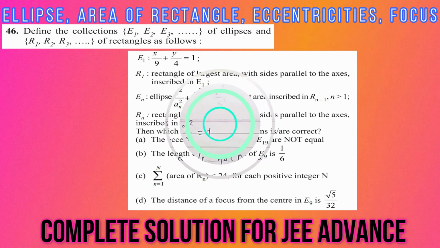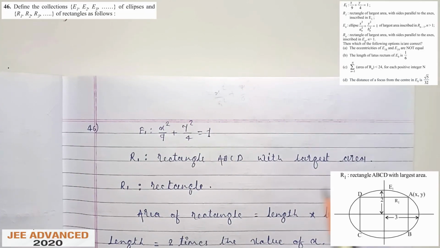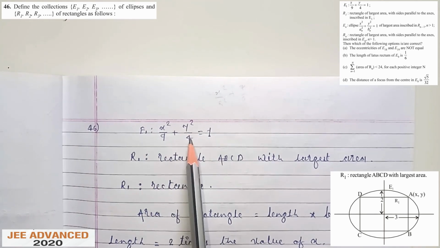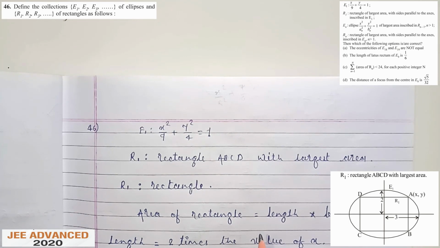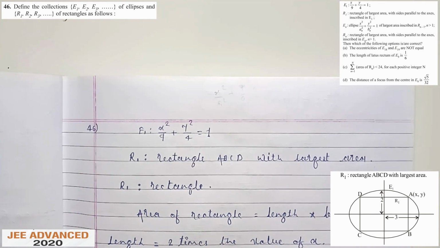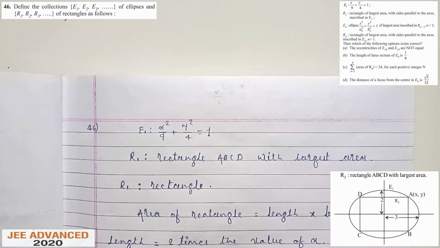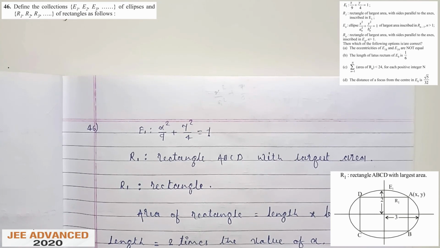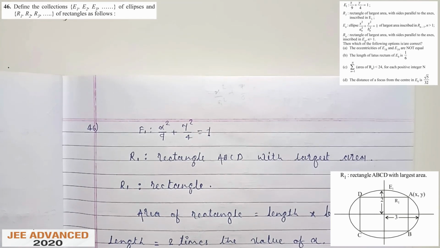Now let's get started with today's solution. We are given the first ellipse E1, x squared by 9 plus y squared by 4 equals 1. E1 is the first ellipse and R1 is the first rectangle. E2 is the second ellipse and R2 the second rectangle. Similarly, En is the nth ellipse and Rn is the nth rectangle. For that you need to know what is meant by the area of a rectangle, which you already learned in your previous standards.